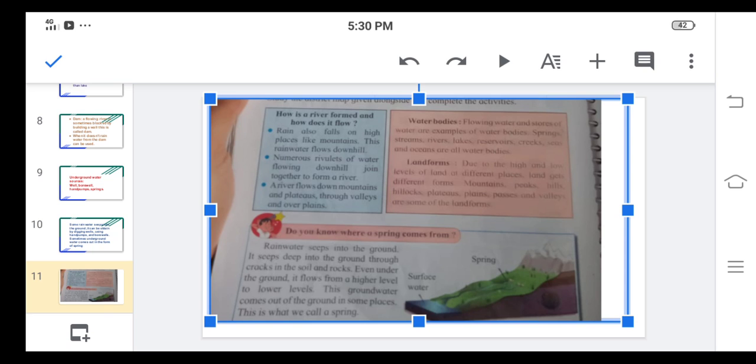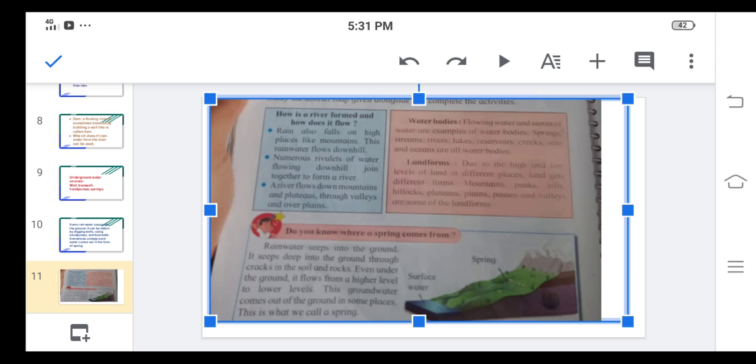Now we have seen how rivers will form and how springs will form. Once again I will repeat. Whatever rain falls on the mountains flows down, and small rivulets join that water, and in this way a river will form. And the water seeps into the ground, and sometimes it comes above the earth, and we can say that a spring has formed.